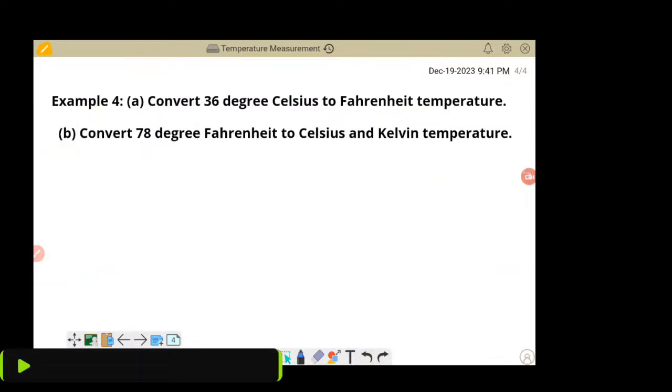Okay, we look at example 4. Example 4 says convert 36 degrees Celsius to Fahrenheit temperature, and the B part says convert 78 degrees Fahrenheit to Celsius and Kelvin temperature. Okay, let's look at how to go about this.